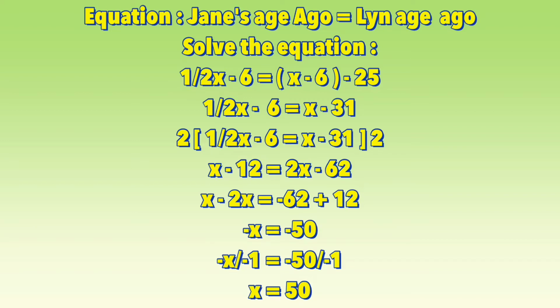And then we have to combine. Now we're going to transpose the variable to the left side of the equation and the constant to the right side of the equation. Okay, we have to transpose positive 2x to the left side of the equation. It becomes now x minus 2x equals negative 62. Transpose the constant: negative 12 becomes now positive 12. Then combine like terms, so x minus 2x equals negative x.